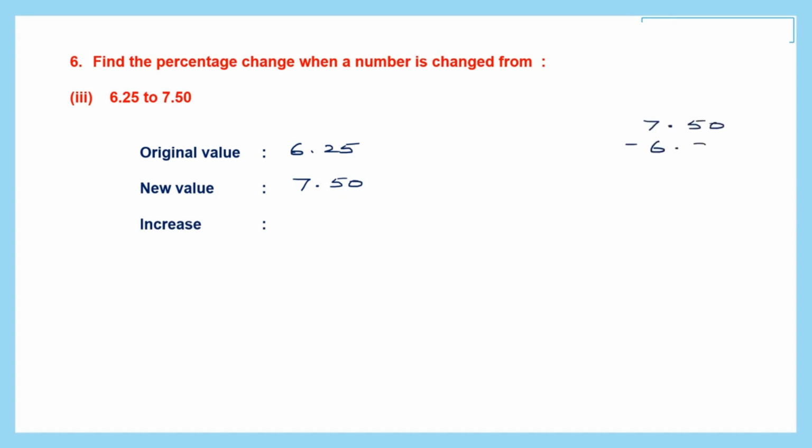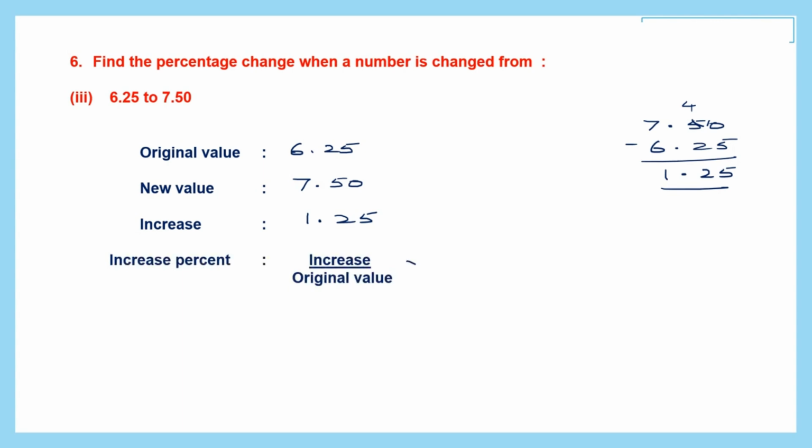minus 6.25. Let's see. So here this is 4 and 10. 10 minus 5 is 5. 4 minus 2 is 2. 7 minus 6 is 1. 1.25. So the increase is 1.25. So what will the increase percent be?